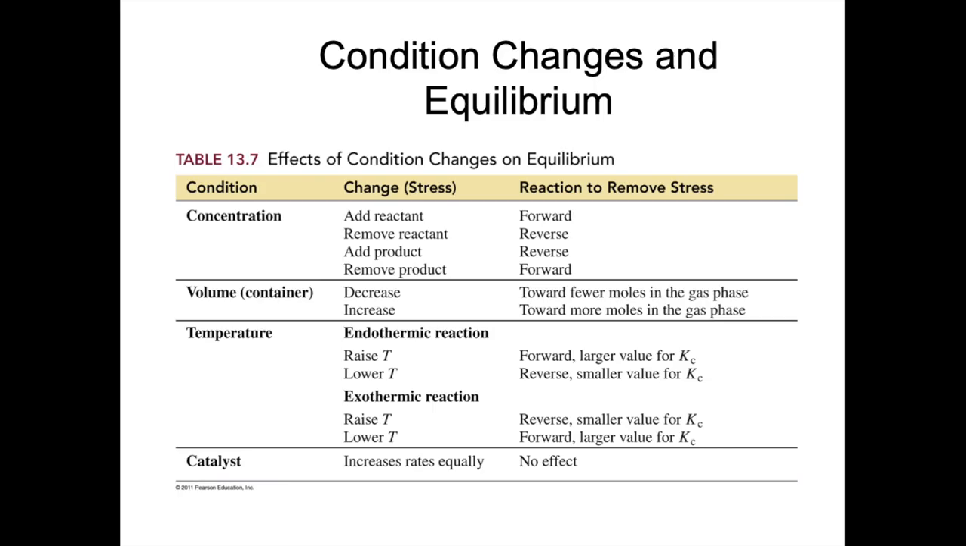Okay. Same with temperature. If you remove heat by lowering the temperature, the system will shift to the side that produces heat. Okay, that gives more heat to raise the temperature back up, and vice versa. If you raise the temperature, the system will shift away from the side that has heat on it. It'll use up heat and lower the temperature that way.